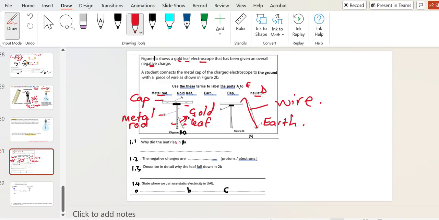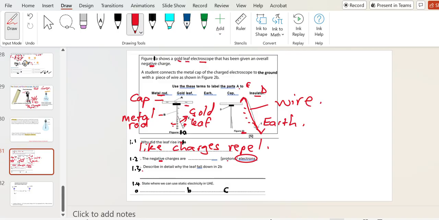Why did the leaf rise? Why did it go up? Because negative and negative are like charges. Like charges repel. You remember what we said here? Like charges repel. The negative charges, are they protons or electrons? These are electrons. I said electrons are negatively charged. Describe in detail why the leaf falls in 2B. So 2B here, when you connect the wire, the minus charges go to the earth.